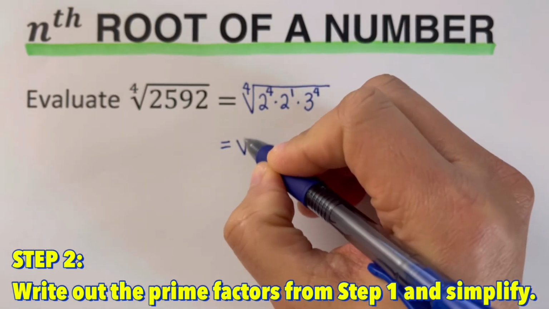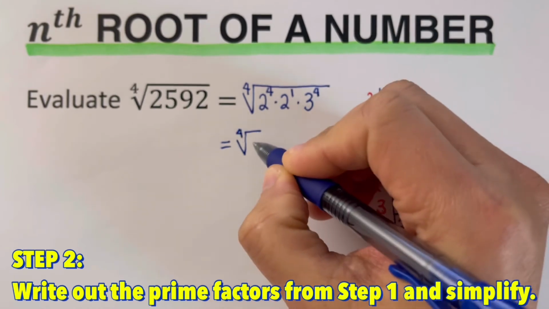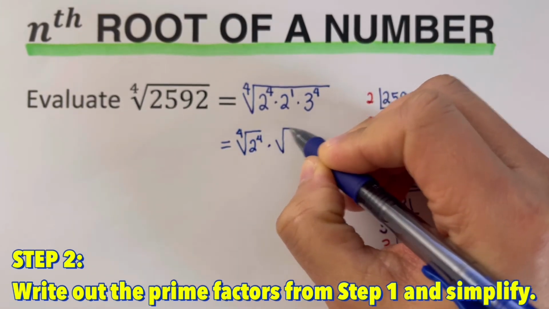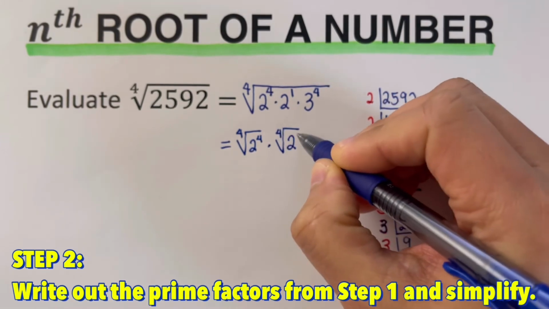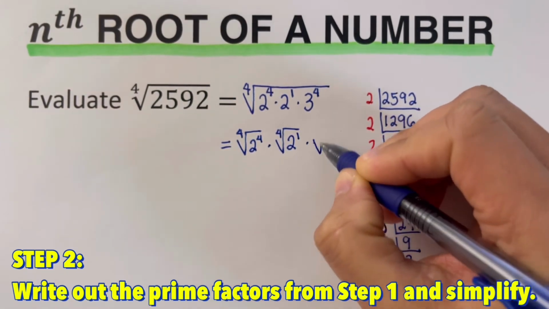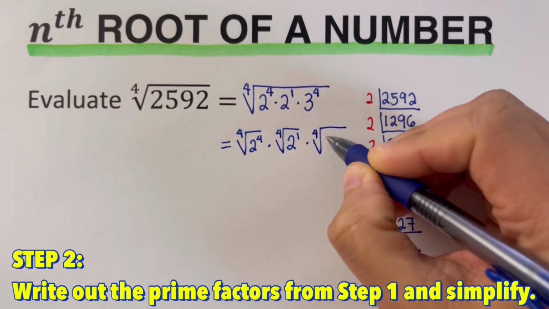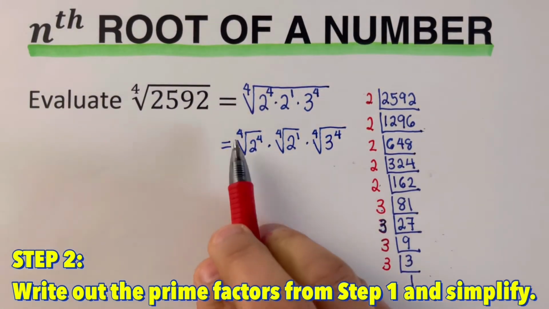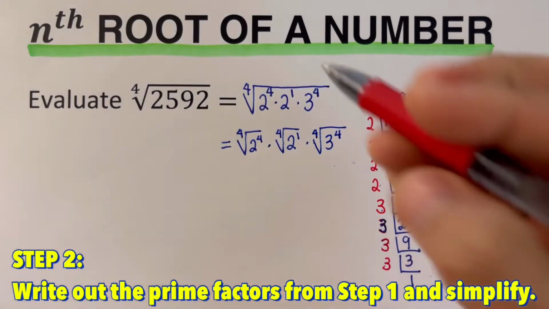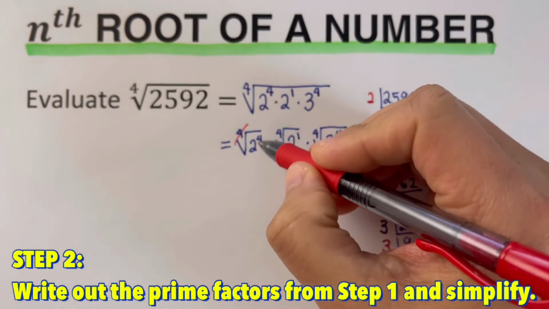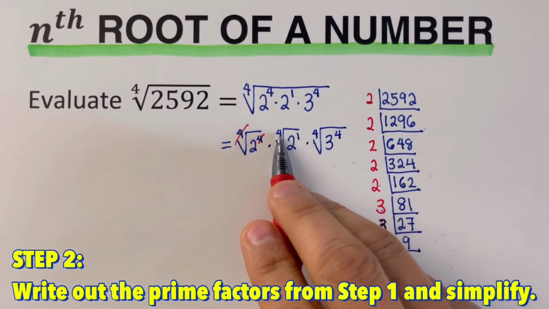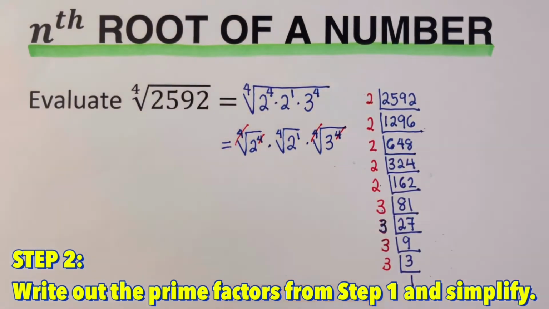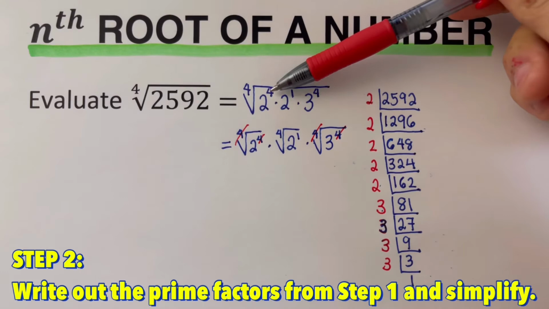That's going to be the fourth root of 2 to the fourth times the fourth root of 2 to the 1 times the fourth root of 3 to the 4. Now, please remember that if the index and the exponents are the same, we can cross them out. These two we cannot, because that's a 4 and that's a 1. But this is a 4 and that's a 4. So that's the reason why I had to group them by 4.